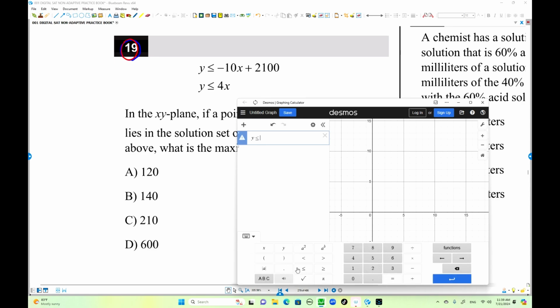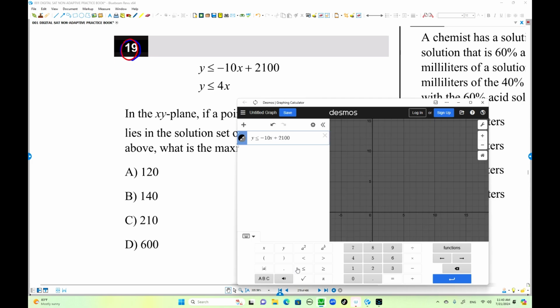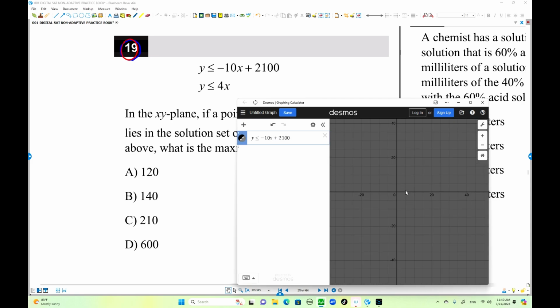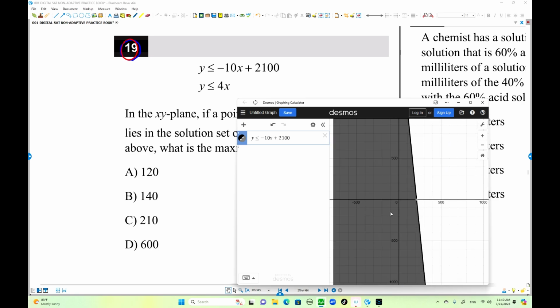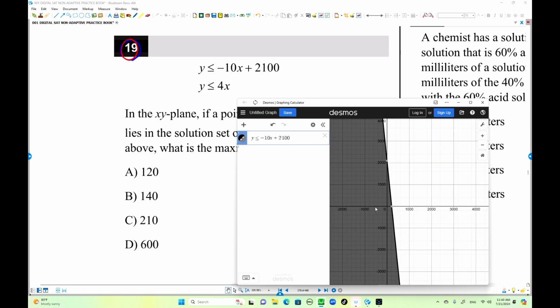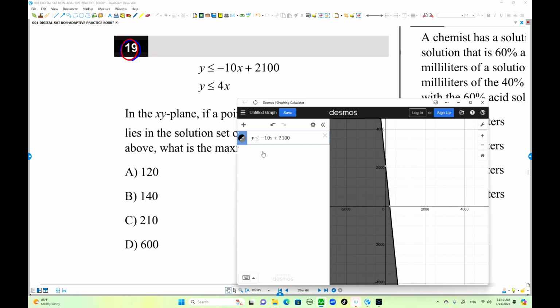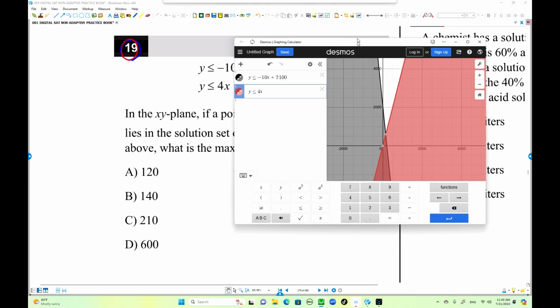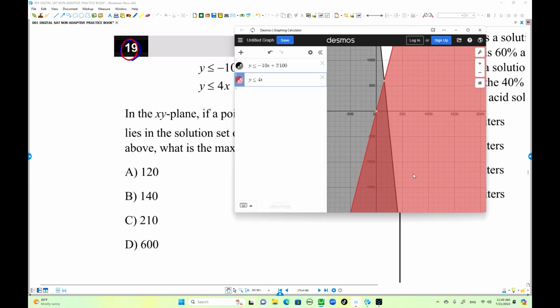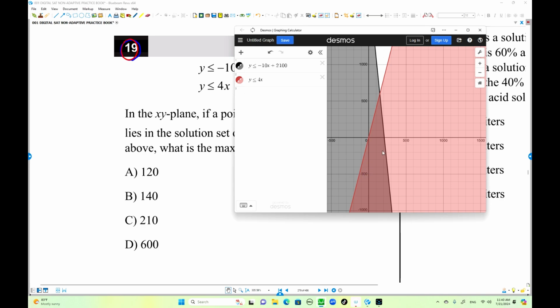This is y less than negative 10x plus 2100. Oops, that's too much. This is the graph, okay, the inequality. The next one is y less than or equal to 4x. That's it. Where are your solutions? Can you see that over here? This is the solution set, where the two colors overlap.